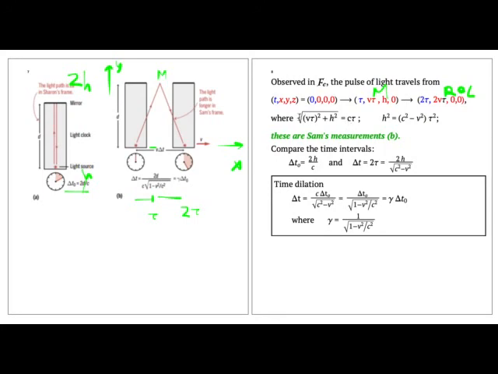Now if I look at this equation, I can rewrite it as an equation for h squared. h squared is c squared tau squared minus v squared tau squared. So it's c squared minus v squared times tau squared. So these are Sam's measurements.